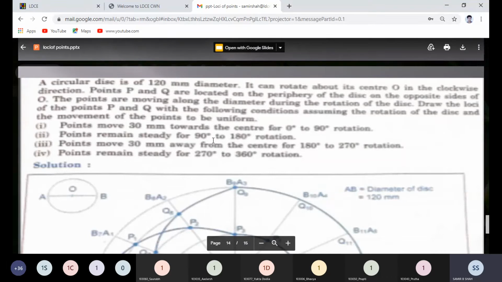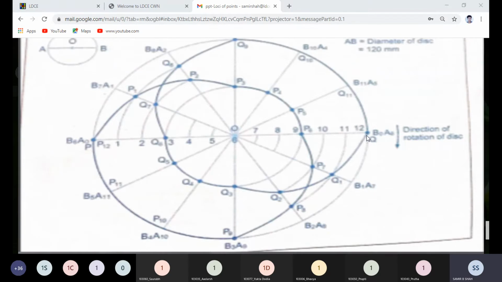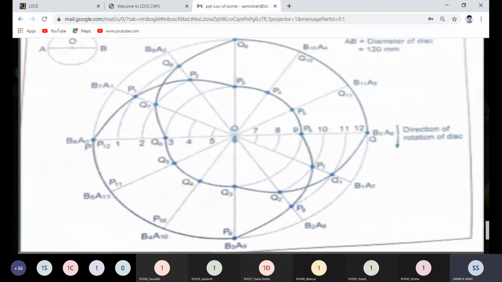Before starting the first condition, as the dimension is 120 mm, it's very easy for us to divide this A0 B0 line into 12 equal parts. So first you divide A0 B0 into 12 equal parts: 1, 2, 3, 4, 5, 6, 7, 8, 9, 10, 11, and 12. As we know the dimension is 120 mm, so each part is 10 mm or 1 centimeter.